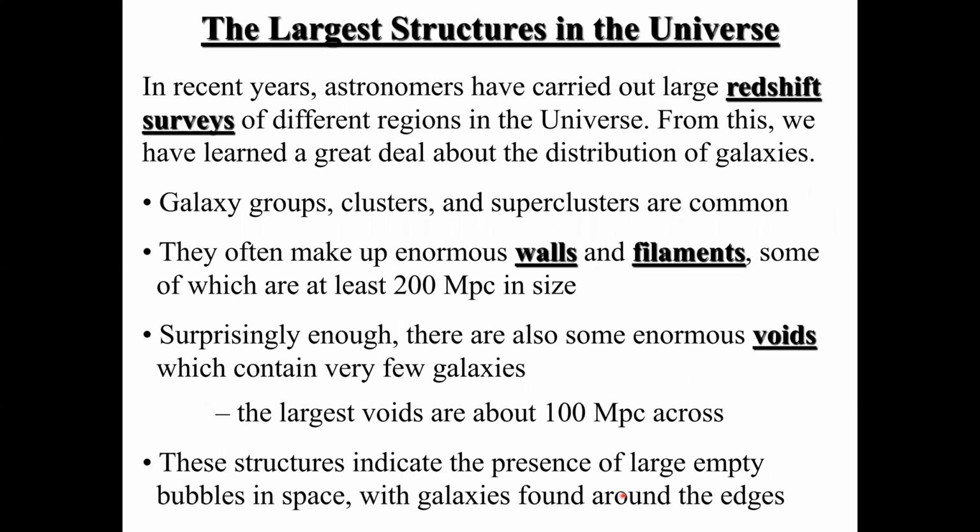So the information we take from Hubble's law tells us that the universe is expanding, and now we know another method of finding distances. Once you know the Hubble law and you measure the spectrum of a galaxy, you can find the distance. In recent years, astronomers have carried out very large redshift surveys, which means you take the spectra and find the redshifts of galaxies in the universe. And from this, we have learned a great deal about the distribution of galaxies.